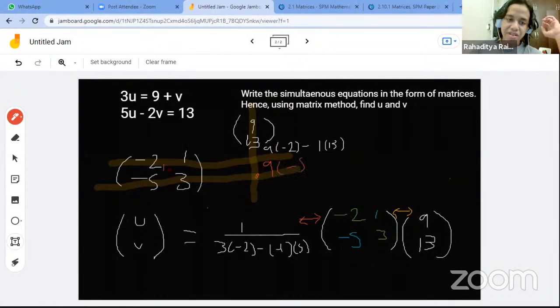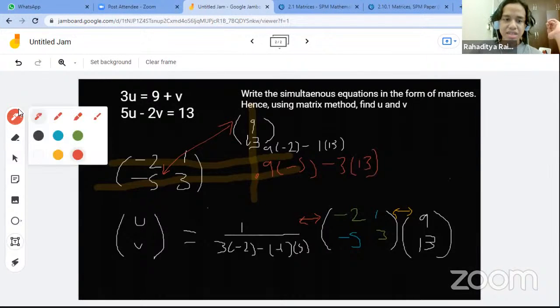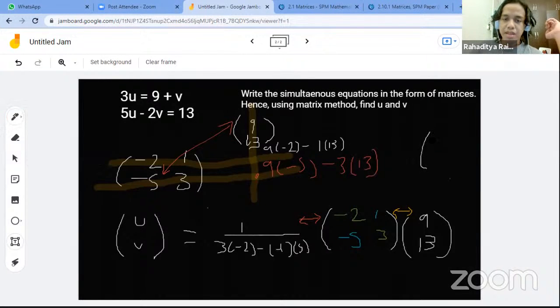9 negative 5 minus 3, 13. And yes, after this, you'll find the answer. Negative 18 minus 13, you'll get negative 31. Wait, is this really the answer? Ah, well, whatever. Negative 5 minus 3, 13. You'll get negative 84. It feels very strange, but oh well.